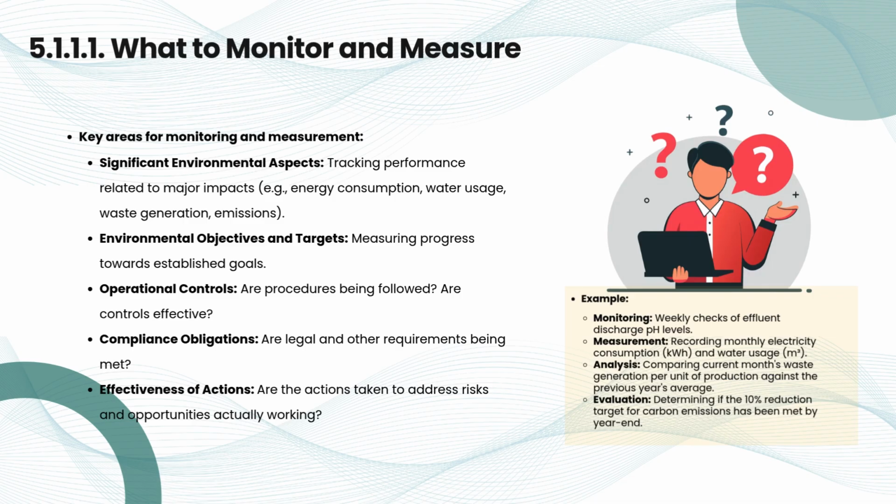Let's look at some examples. Monitoring could be a weekly check of the pH levels of your effluent discharge. Measurement would involve systematically recording your monthly electricity consumption in kilowatt hours or water usage in cubic meters. Analysis would be comparing, say, this month's waste generation per unit of production against the previous year's average to see if you're improving. And evaluation is the judgment step. Did we meet our target? For example, determining if the 10% carbon emission reduction target has been met by the end of the year.